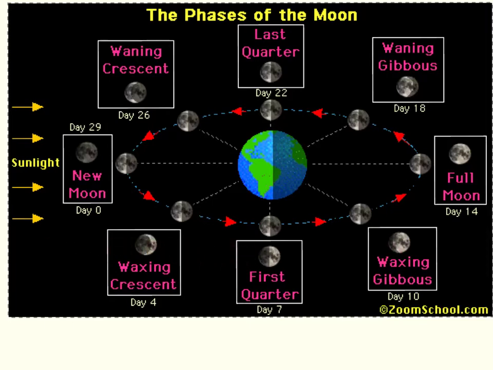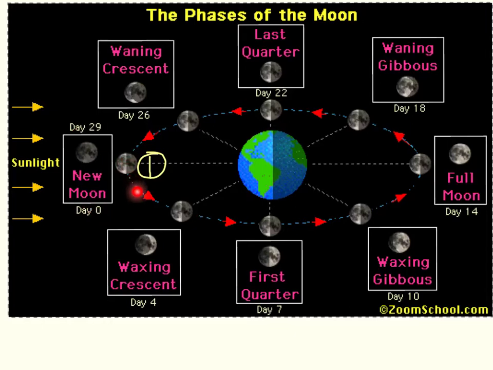The first day of the moon's cycle is right here. This is day 0. On day 0, the portion of the moon that's getting sunlight is not facing the Earth. The portion of the moon facing the Earth is not getting any sunlight. Therefore, what we see here on Earth is a new moon.